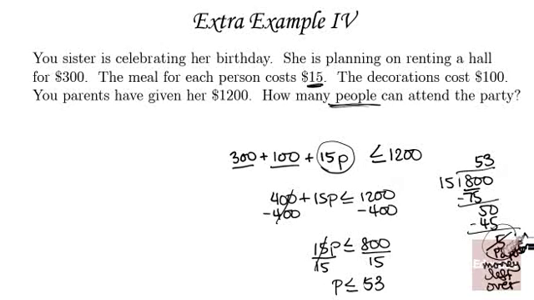It's a little messy. Let me rewrite that for you. So the remainder of the 5 is 5 over 15, and that's going to be a portion of a person, which we know doesn't make sense in real life. You can't have the portion of a person, so we're going to ignore that, and it translates into money left over in this inequality. So the most people she can invite is 53 people, but maybe she wants to invite less. It's up to her.